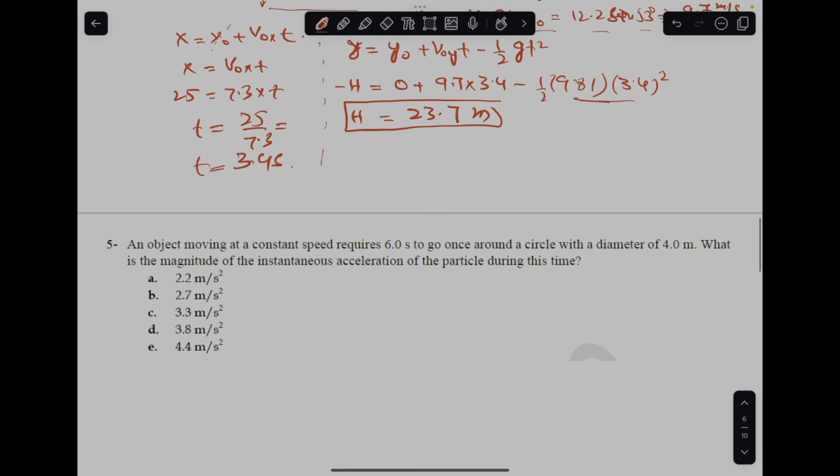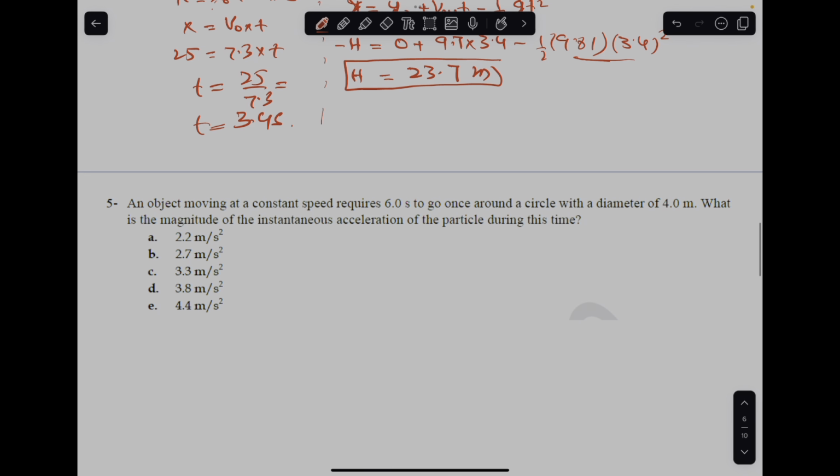Okay, so now question number 5. An object moving at a constant speed requires 6 seconds to go once around a circle with a diameter of 4 meters. Six means 6 seconds, not 60. This is the diameter, and this once around is the time period. What is the magnitude of the instantaneous acceleration? We wanted to know the instantaneous acceleration, the radial or centripetal acceleration, at this time.